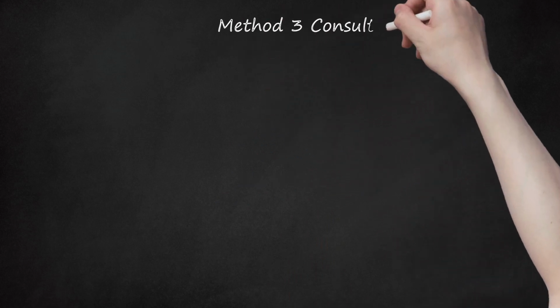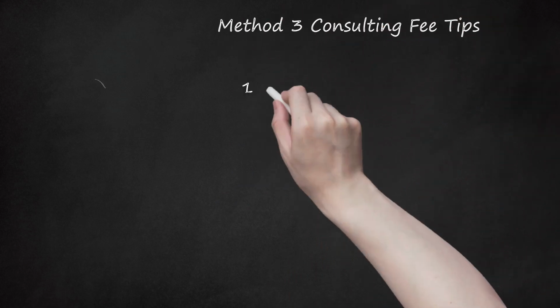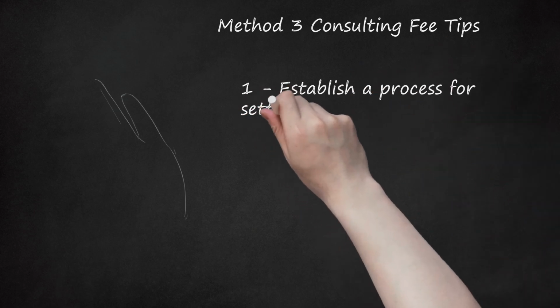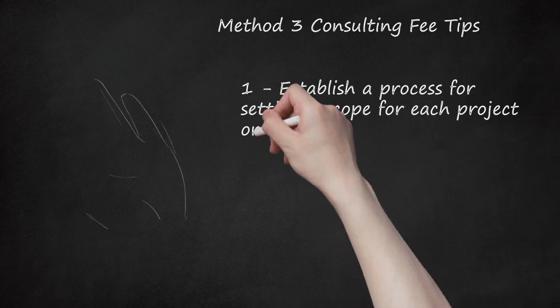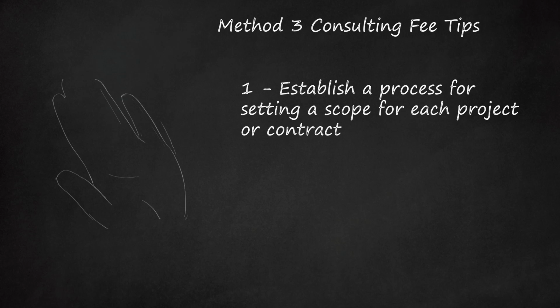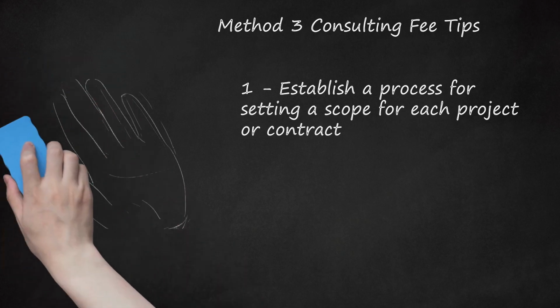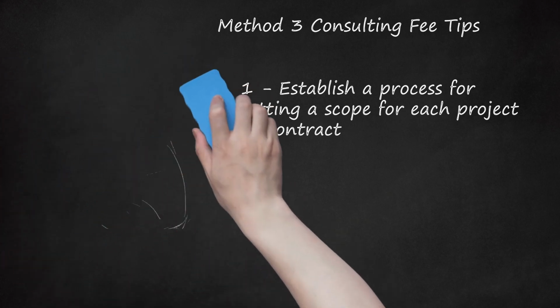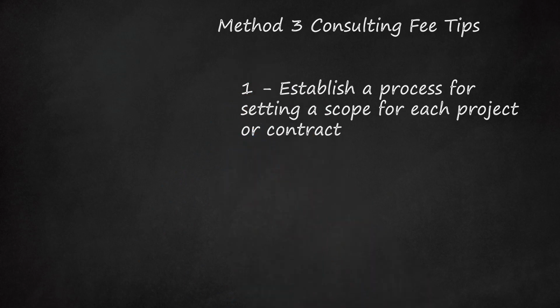Method 3: Consulting Fee Tips. 1. Establish a process for setting a scope for each project or contract. If you are going by a project basis, you will need to be able to say that is beyond the scope of the project, so that you are not offering services for free if a client changes their mind. If a client wants to change the scope, build in a renegotiation process so that you are not working on something for free.